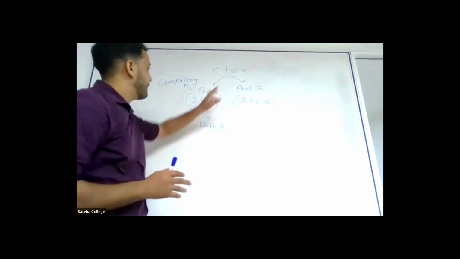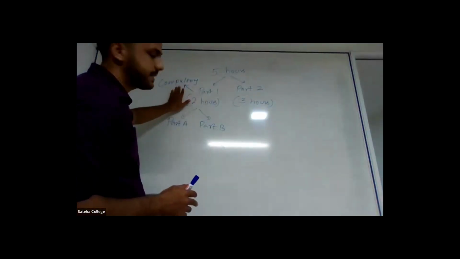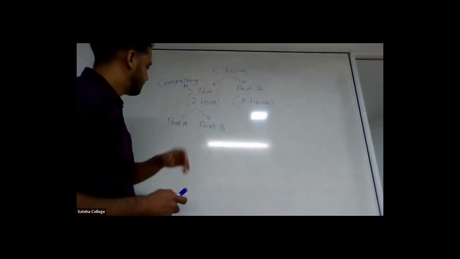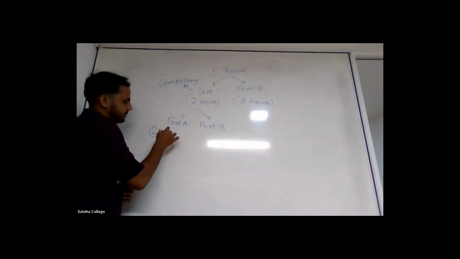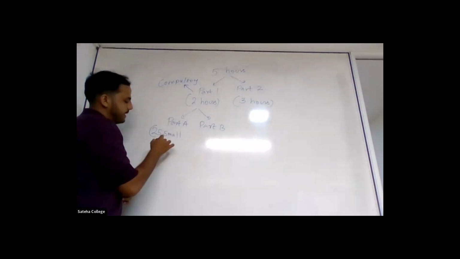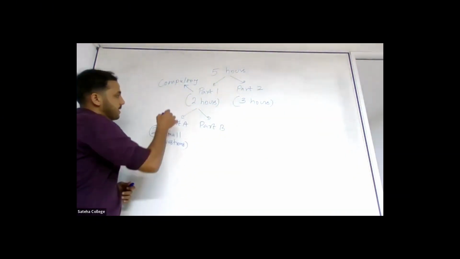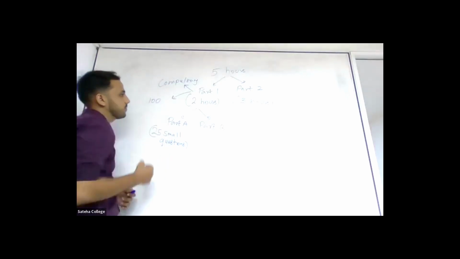Okay. So then again, the paper is in two parts, part 1 and part 2. Part 1 is 2 hours. Remember, it's a compulsory paper. There are two parts, part A and part B. In part A, you have 25 small questions. Each question carries 2 marks. Again, this part 1 is also 100 marks.